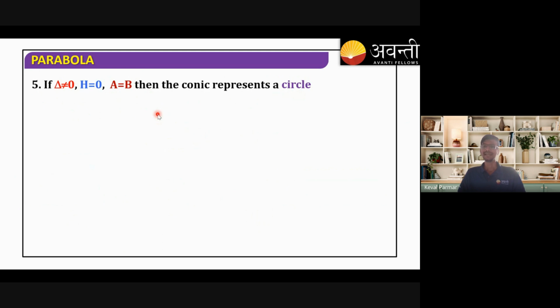The coefficients of x square and y square should be the same. The equation represents a circle when we have two things: the coefficient of x square and y square is the same, and there is no xy term. So what is meant by coefficient of x square and y square here? A and B are the coefficients of x square and y square. So both are the same and there is no xy term.